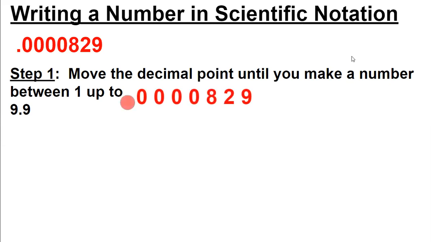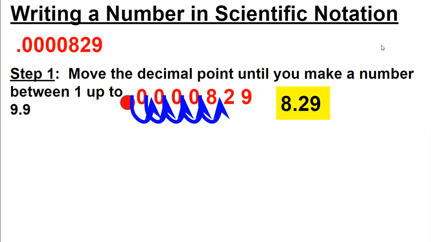There's our number and there's our decimal point. So we have to move it to the what direction? Exactly, the right. And how many do we move it? Until we get a number that's between 1 and less than 10. So let's move it. 1, 2, 3, 4, 5, and I'm going to stop there because now I have 8.29, and that number is between 1 and 10. So 8.29 will be the number we use.